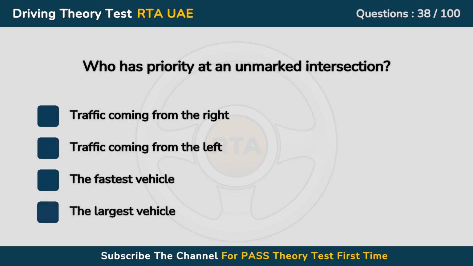Question 38. Who has priority at an unmarked intersection? A. Traffic coming from the right. B. Traffic coming from the left. C. The fastest vehicle. D. The largest vehicle.